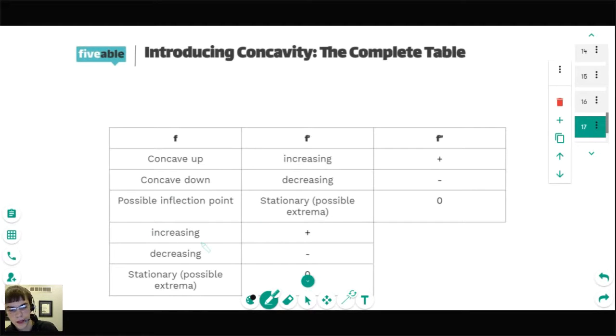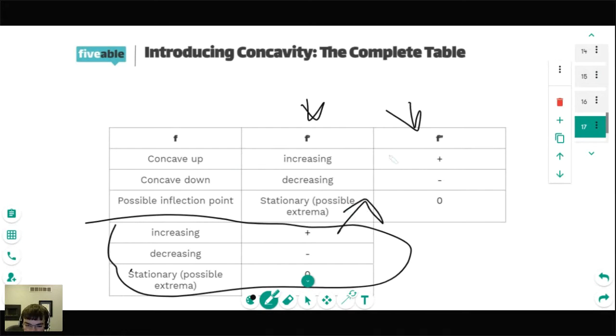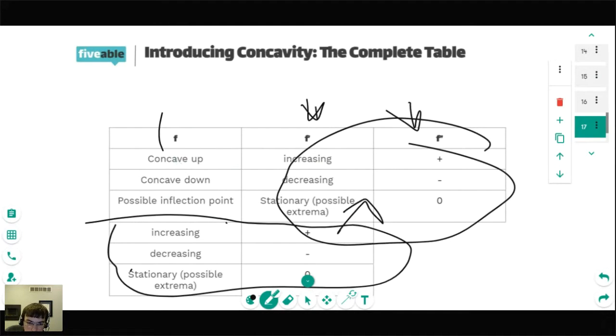You can always remember that when you start by saying increasing, decreasing, stationary. When a function is increasing, its slope is positive, so therefore the derivative will be positive. When the function is decreasing, its slope will be negative, and therefore your derivative will be negative. And when a function is stationary, we got a possible extrema, and our derivative will be 0. We can copy that relation from here up to here, because the relationship between f and f prime is the same as the relationship between f prime and f double prime.